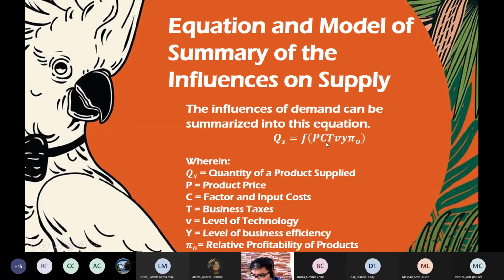Okay. So ito rin yung equation. You have it on the book, page 46, no? So hindi ko na siya masyadong i-discuss, pero ito lang siya. The influences of demand can be summarized into this equation. QS equals a function of PCT, V, Y, small letters, and pi sub zero, subset of all. Wherein, ito na yung mga factors na yun.